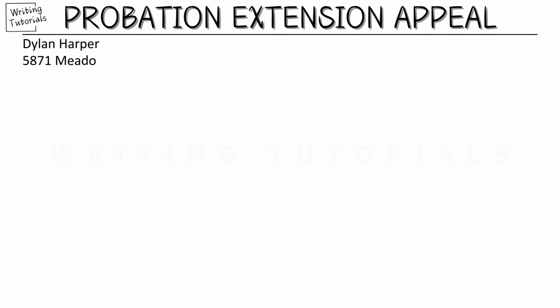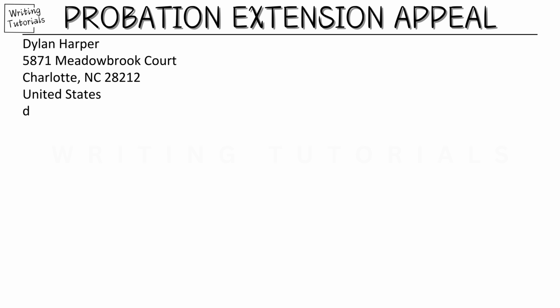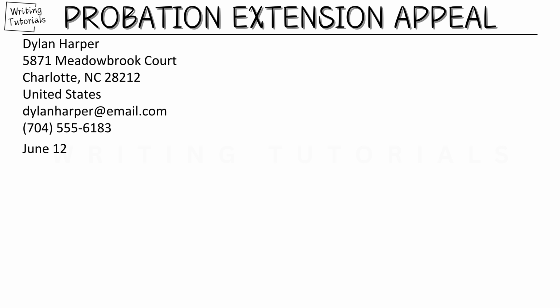Sender information. At the top of the letter, we have the employee's full name, address, email address, and phone number. This section identifies the person submitting the appeal and provides contact information should management wish to discuss the matter further. Always ensure that your information is accurate and professional.